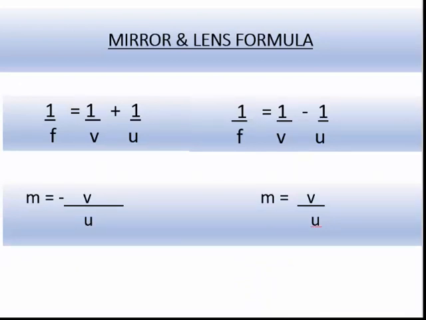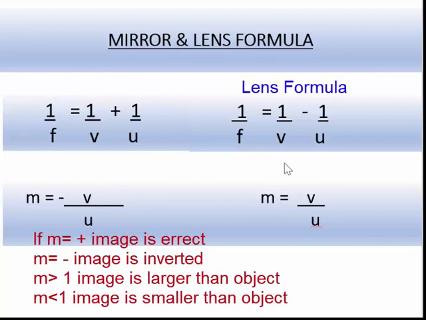Apart from the magnification, we do have a mirror and a lens formula. The mirror formula is 1 upon f is equal to 1 upon v plus 1 upon u. This is the mirror formula. However, the lens formula is 1 upon f is equal to 1 upon v minus 1 upon u. The only difference is the minus sign here in case of lens formula. So this is the mirror and the lens formula, and this is the formula for magnification. Please make a note of all these formulae because they will be very useful while you solve the numericals.